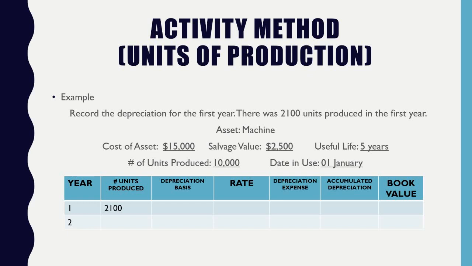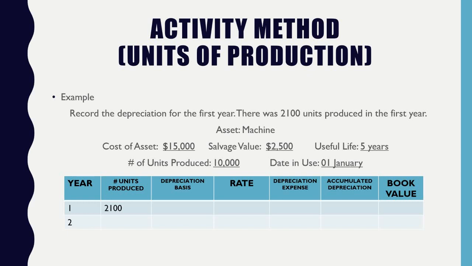Under that machine, we purchased it for a total cost of $15,000. Okay? And we determined that the salvage value for it should be $2,500. Its useful life should be 5 years, and its estimated number of units that it can produce is 10,000 units. And then the date that we place into service is going to be January 1st.